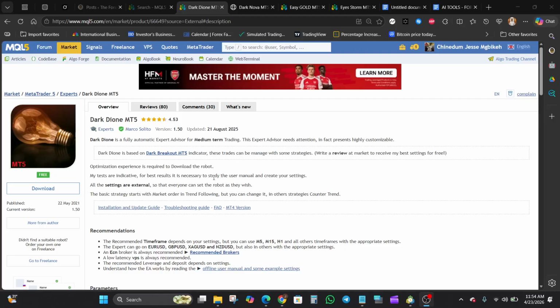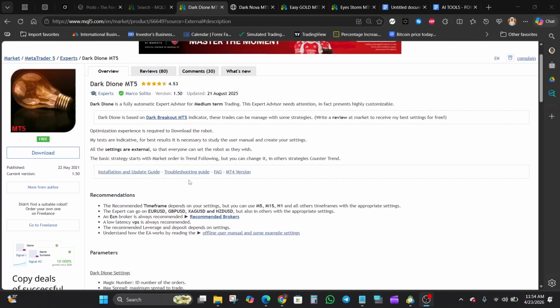So I'm currently on the MQL5 marketplace page for Dark Dione EA. This one is developed by Marco Solito and it's completely free to download, which is interesting considering how much flexibility it offers. From the description, this EA is designed for medium-term trading. So unlike scalping systems we've looked at before, this one is not focused on rapid entries and exits, but more on capturing structured market moves.